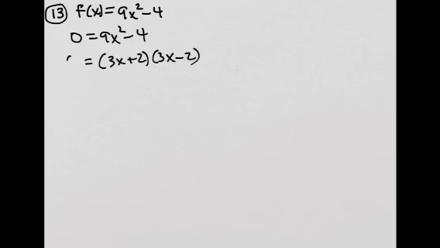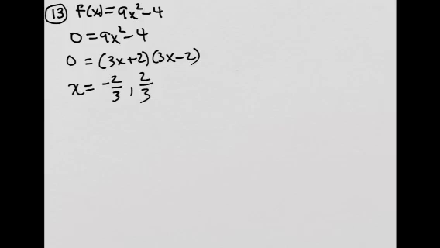Alright, so we're finding the zeros. That means that f of x is 0, and then we're solving for x. A couple of ways of approaching this. Notice this is difference of two squares, so you can factor. So that means that x equals negative 2/3 or positive 2/3.